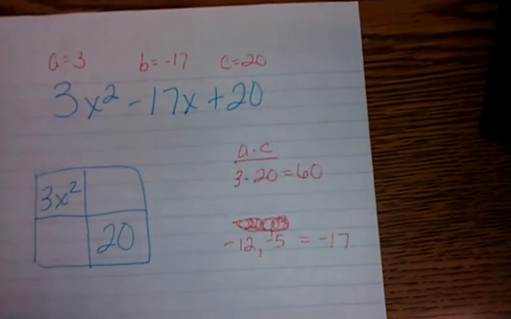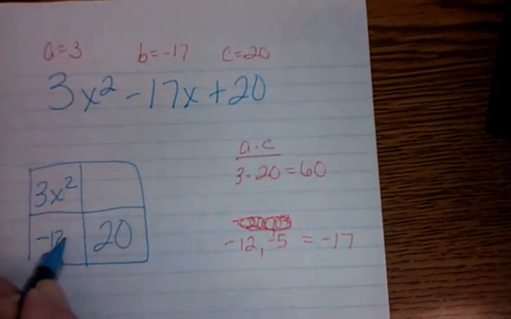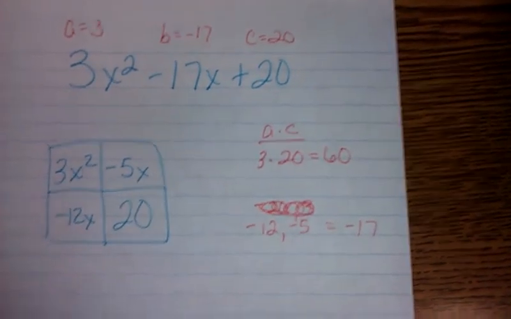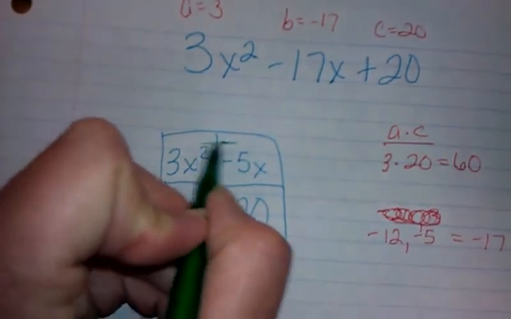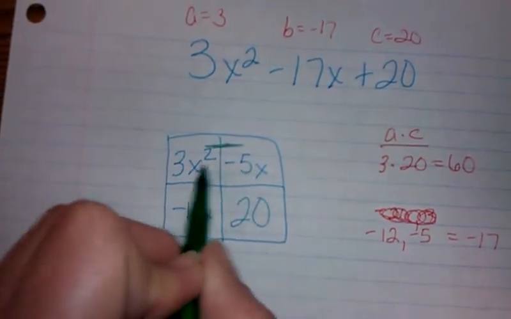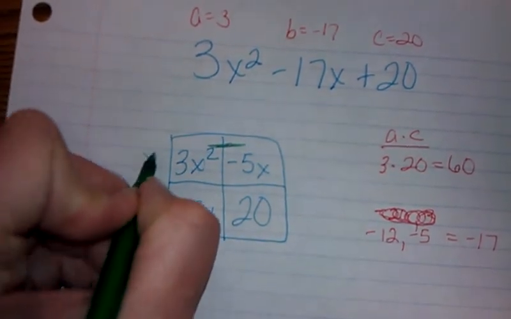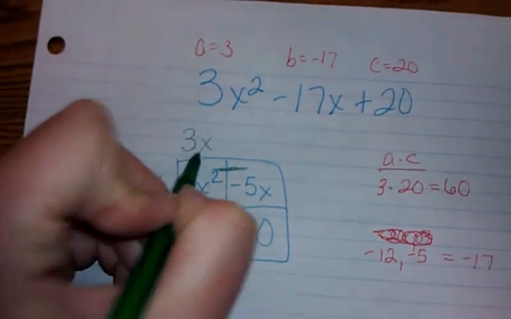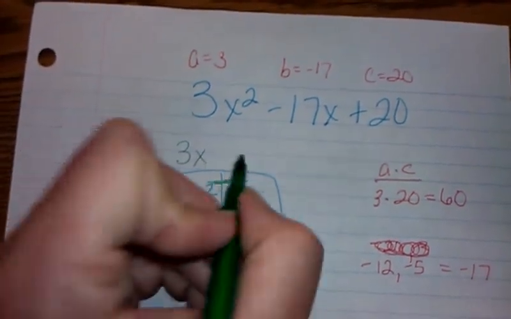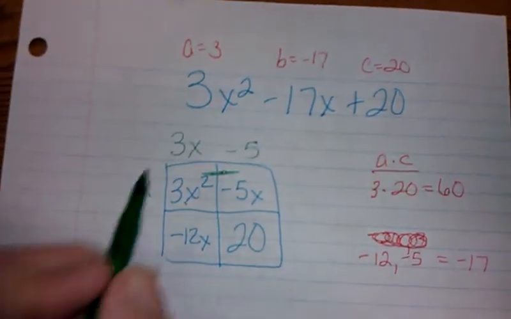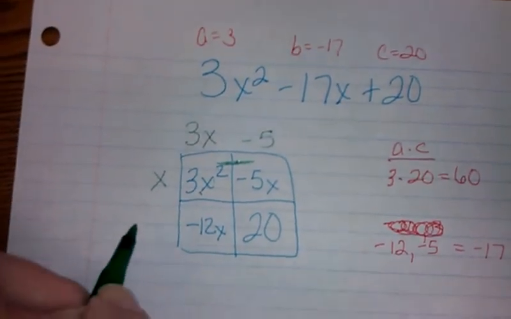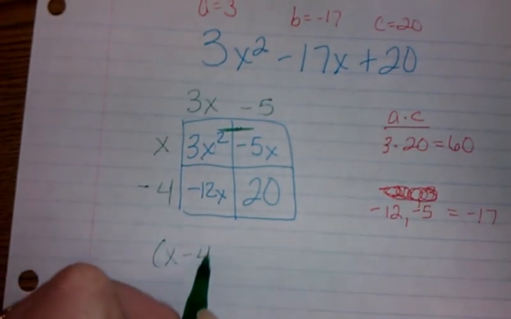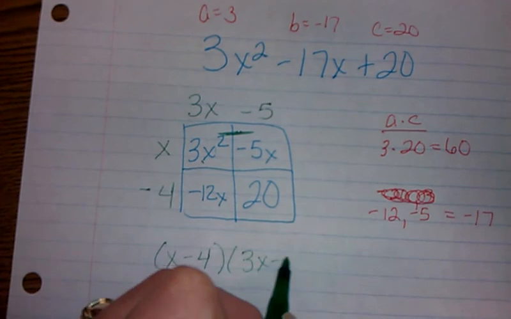Now, I'm going to put in here negative 12x and negative 5x. The problem is now I need to find the GCF. So I'm going to look at these two boxes. What is the greatest common factor? It's an x. So x times what is 3x squared? 3x. X times what is negative 5x? Negative 5. 3 times what is negative 12? That is negative 4. My solution is x minus 4 times 3x minus 5.